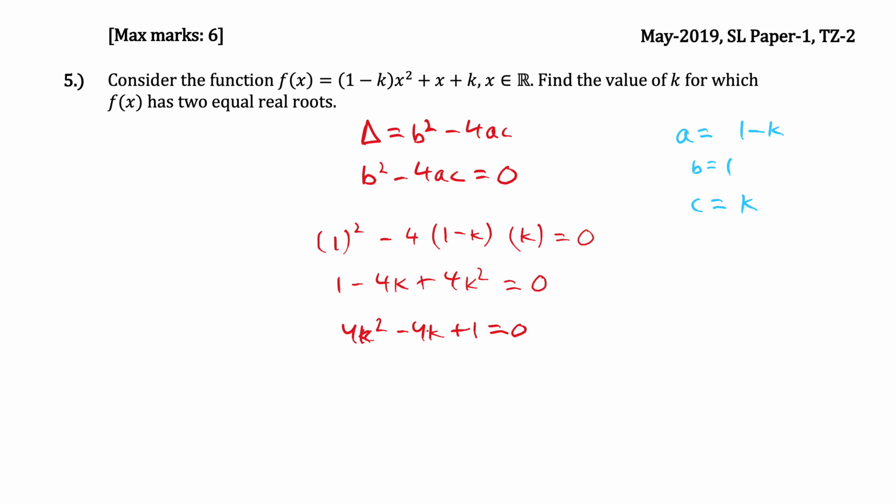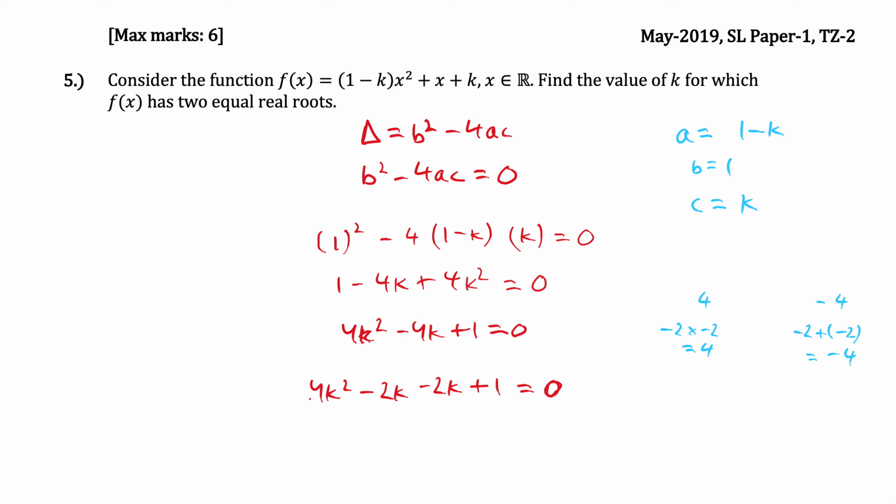Now to solve for the value of k, we can use factorization. We can factorize this by splitting the middle term. So we need two numbers that multiply to 4 and that add up to negative 4. So the numbers are negative 2. Negative 2 times negative 2 is equal to positive 4, and negative 2 plus negative 2 is equal to negative 4. So I can split the middle term and write this as 4k squared minus 2k minus 2k plus 1 is equal to 0.